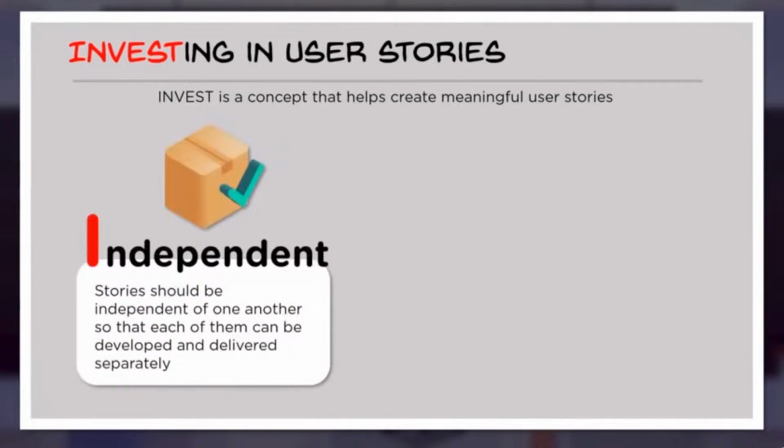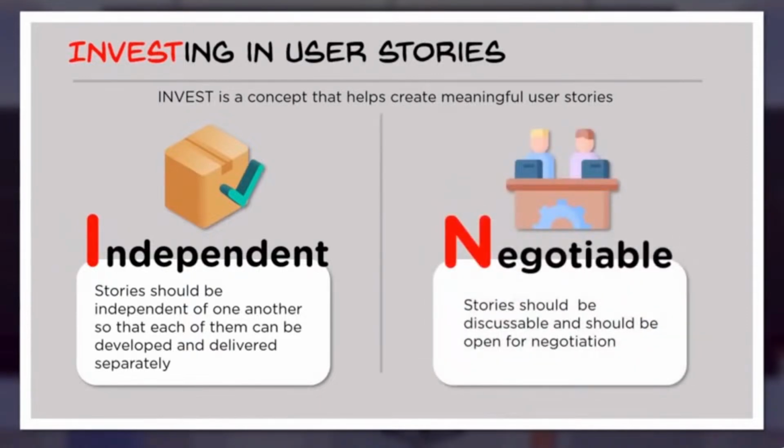When I say independent, whenever we write a user story, it should be self-contained, if at all possible, to avoid dependencies on other user stories. It should be independent of one another so that each of them can be developed and delivered separately. Negotiable means user stories can always be changed or rewritten. At any given point in time, we should be able to make the modifications required.